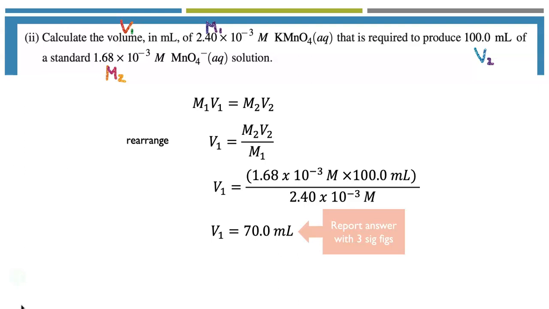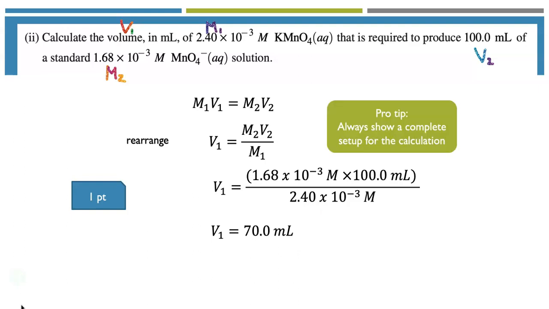And this is the work that I needed to do to earn 1 point for part 2 of part B for this question. Make sure that you do have that complete setup for the calculation. You're not going to get full credit if all you have is an answer that comes out of nowhere. Show the math that supports your answer.